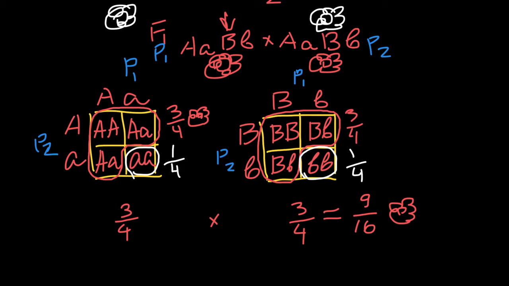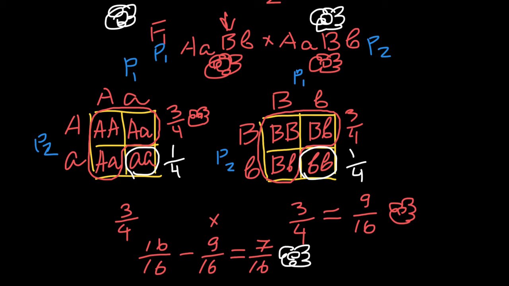And what is the probability that other crosses would produce white pigment and flowers? It is very easy. All the rest except this would produce white pigment. So what we need to do? 16/16 is 1, minus 9/16 is going to be 7/16. And 7/16 would be the probability that progeny would have white flowers. 9/16 plus 7/16 would be 16 over 16, or 1, or 100%.